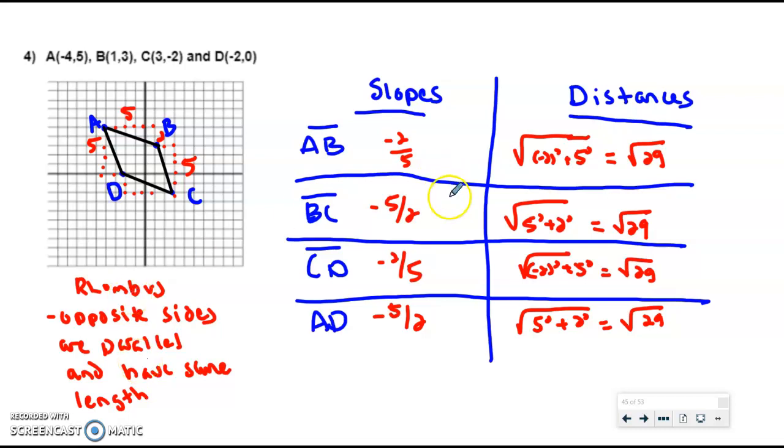So for number 4, hopefully you got something along these lines, in which you got AB to be negative 2 over 5, BC to be negative 5 over 2, CD to be negative 2 over 5, and negative 5 over 2 for AD. And the distances that you got for all 4 sides were exactly the same. Now, because these slopes are reciprocals of each other, they're not negative reciprocals of each other, that makes it into a rhombus, because opposite sides are parallel and they have the same length for all the sides.